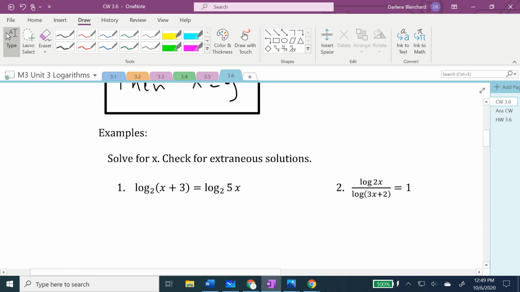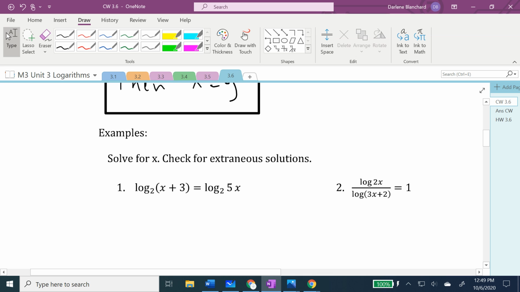Oh, also extraneous solutions can come about with logarithms because of the domain. Logarithms can only have positive numbers go in them, and that's actually the only thing you need to check to determine extraneous solutions, is to make sure that you're only getting positive numbers going into the logarithm.